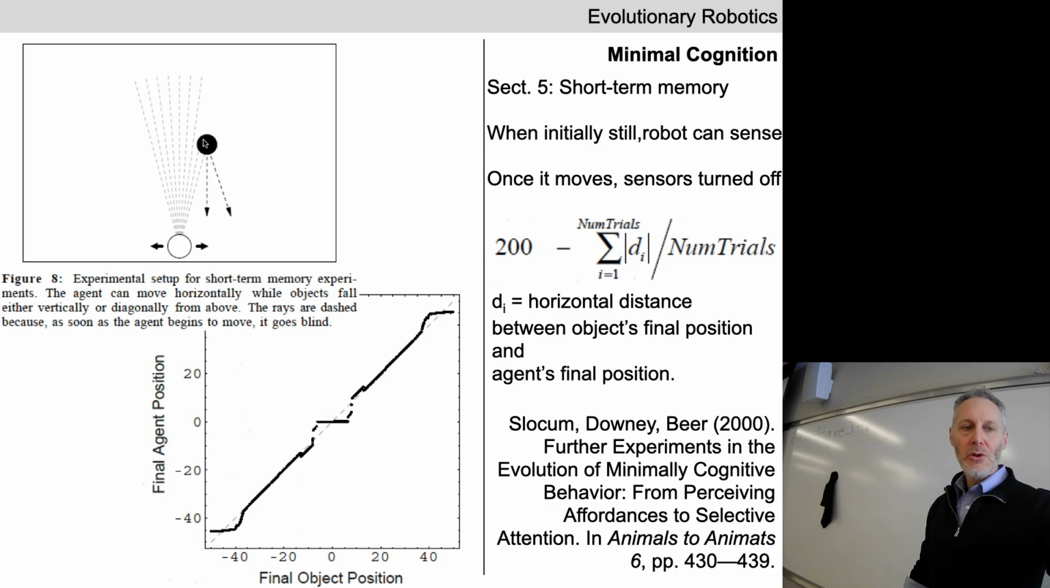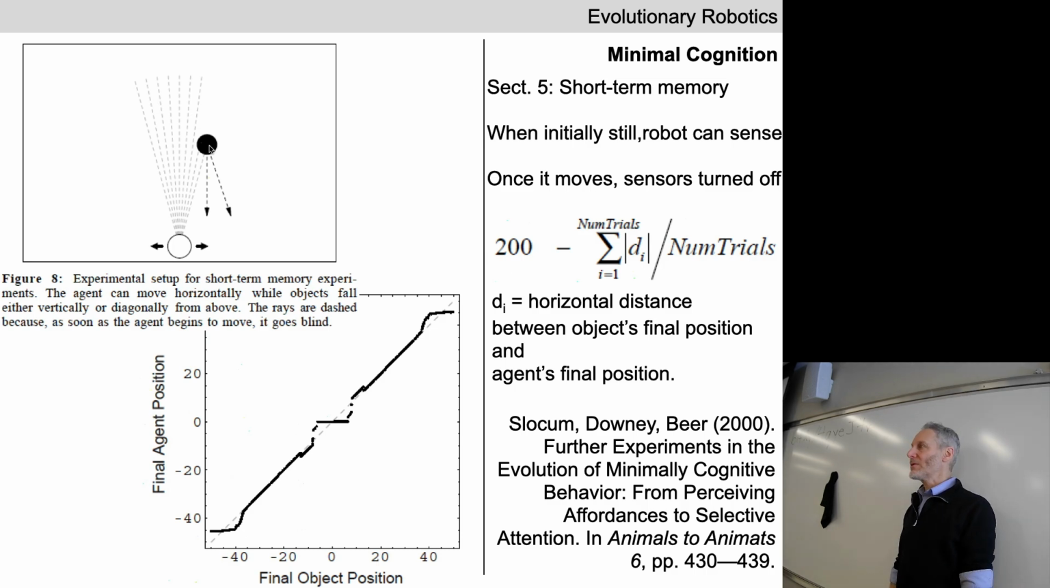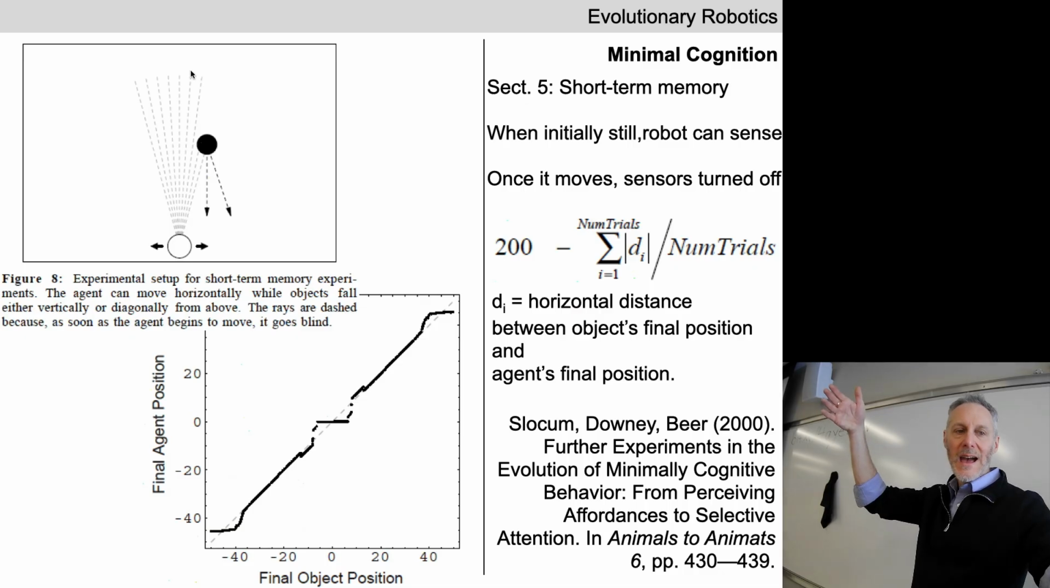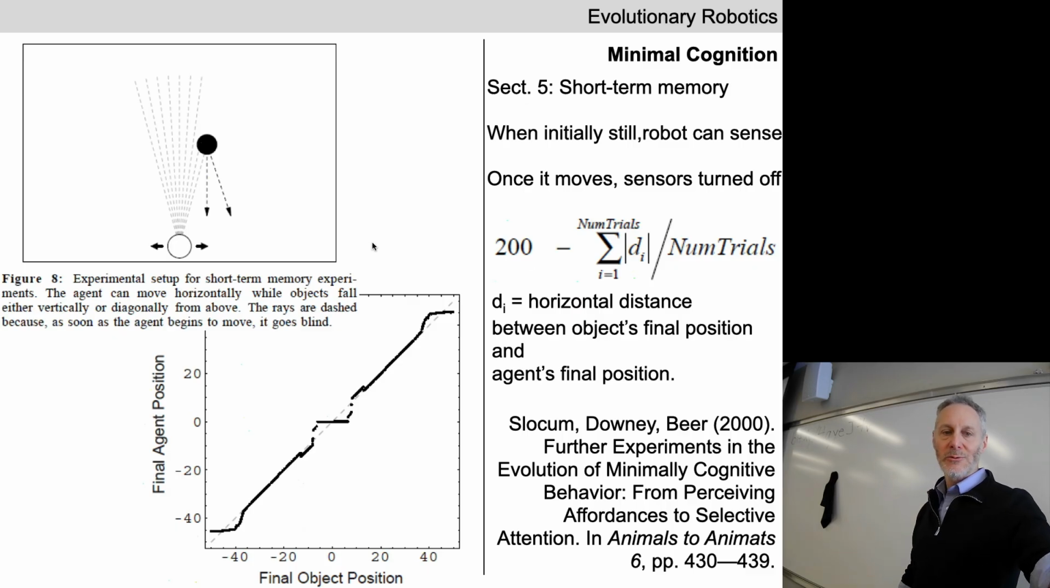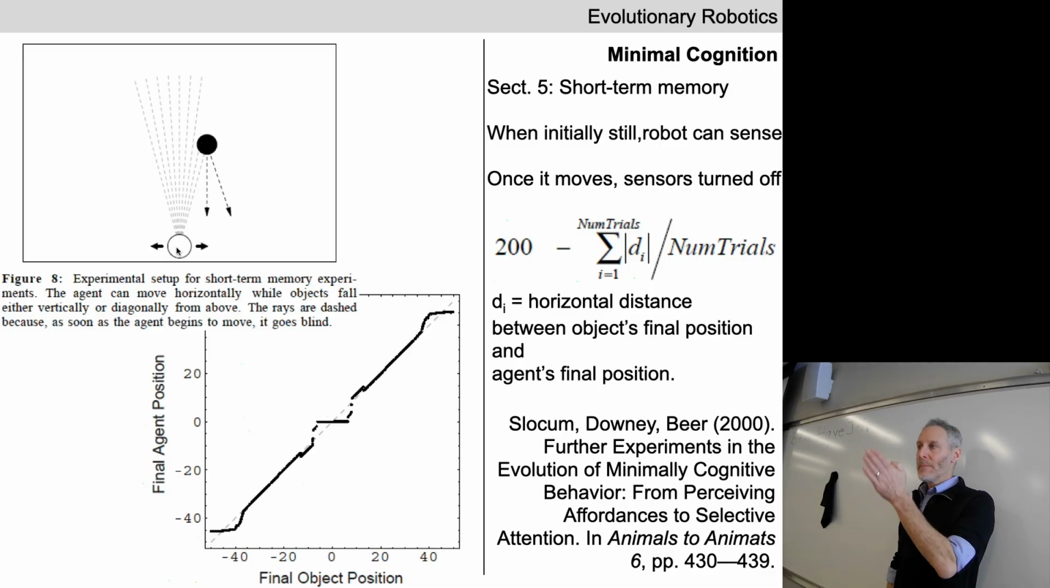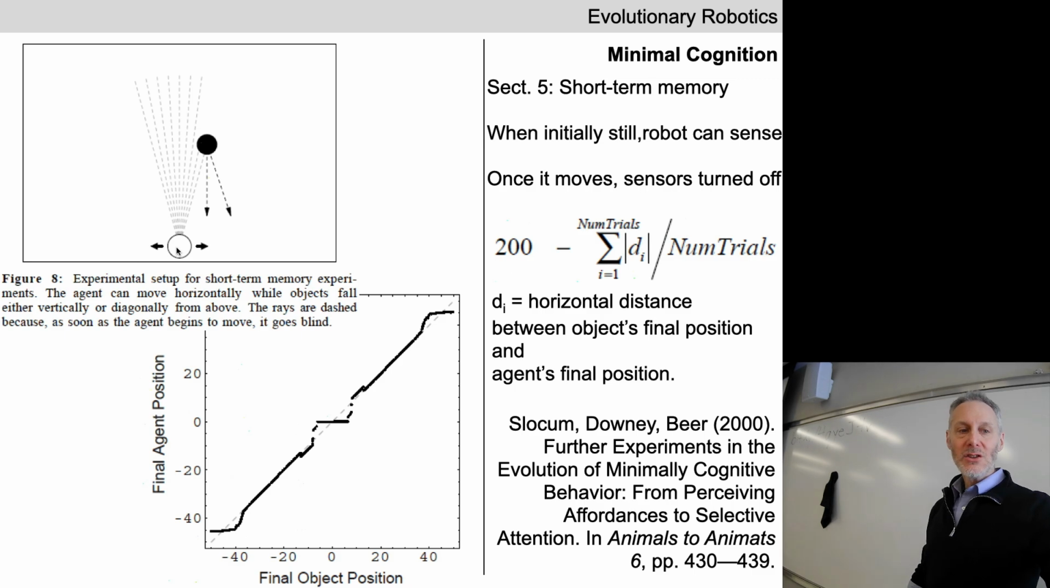Okay. They're going to drop individual objects from the top of the screen. The objects can fall straight down or they can fall at an angle, and you've probably guessed the game at this point. The fitness function is going to select for, in this case, minimizing D sub I, the horizontal difference between the robot and the object's final position when it hits the ground. So basically, the agent has to catch the object, or be where the object is when the object hits the ground. All right. So imagine you are this agent.